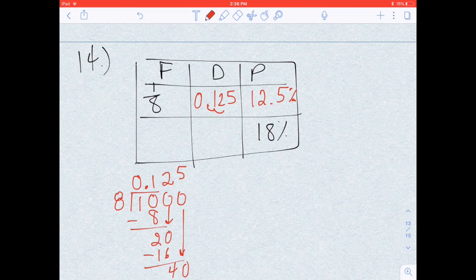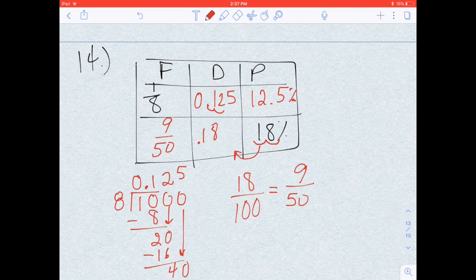Okay, for my second line, I'm going to change my percent into a decimal, and the easiest way to do that is just to move my decimal the opposite way as last time. So this is going to be 0.18 as my decimal. And then for my fraction, I can just put my decimal over 100, but I want to simplify it to make the world happier. So I'm going to divide both of these by 2, which gives me 9 over 50. That goes right here. So this is A, B, C, D.